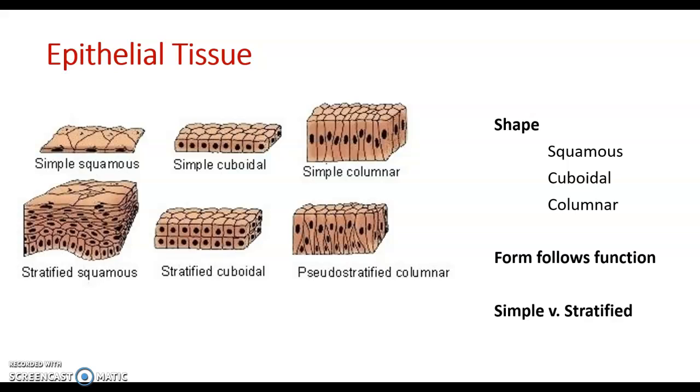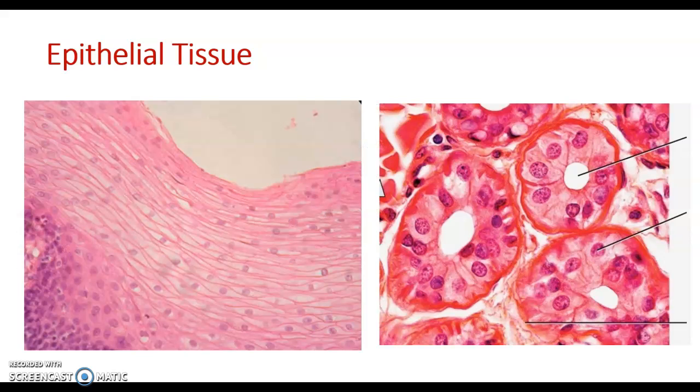absorb more quickly. But no matter what shape they are, epithelial cells can either be simple, having one layer, or stratified, having multiple layers. So the skin, our integument, is an example of stratified epithelial cells that provide many layers of protection. Let's take a look at some examples here.